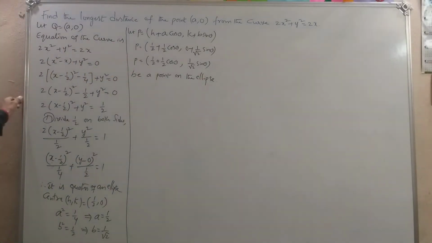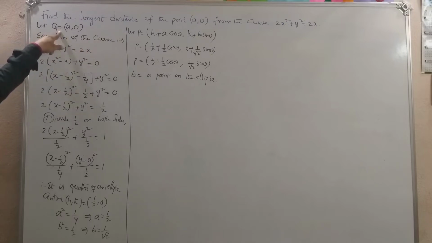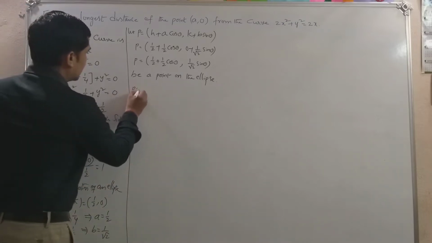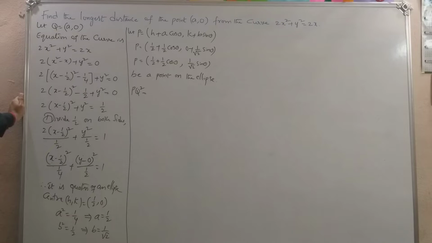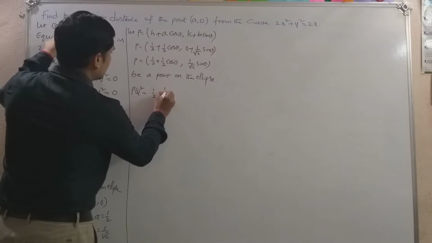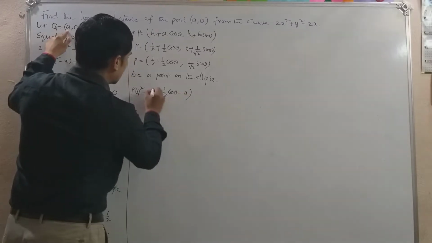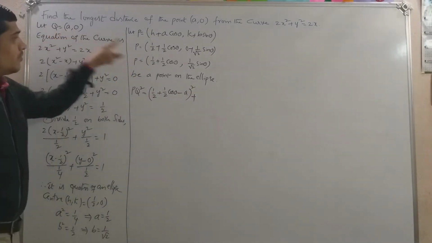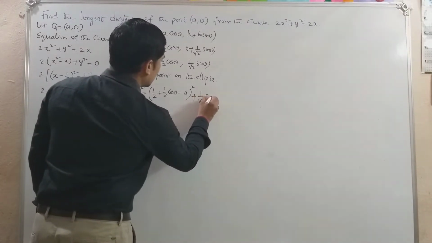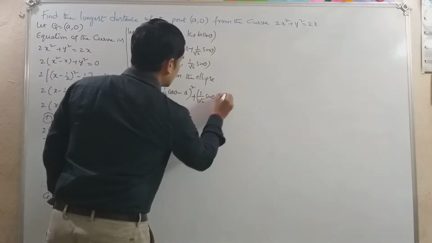Okay, now I got a point P on the ellipse and the already given point Q (a, 0). Now I want to find the distance between P and Q. For that I want to calculate PQ². PQ² is nothing but (x2 − x1)², that is (1/2 + 1/2 cos θ − a)², plus (y2 − y1)², where y2 is 1/√2 sin θ and y1 is 0, so (1/√2 sin θ − 0)².